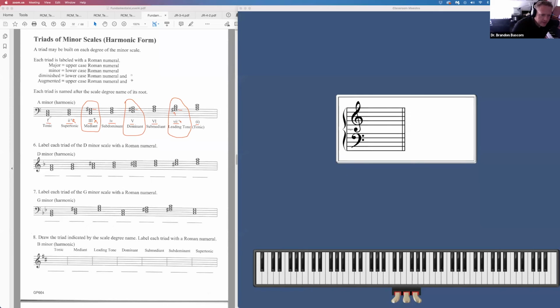So here we're writing out our same Roman numeral numbers right here. We're doing it again here, but now out of order. In part 8, we are drawing a triad based on the scale degree name. Tonic, supertonic, mediant, subdominant, dominant, submediant, and leading tone. So they are scrambled in part 8.